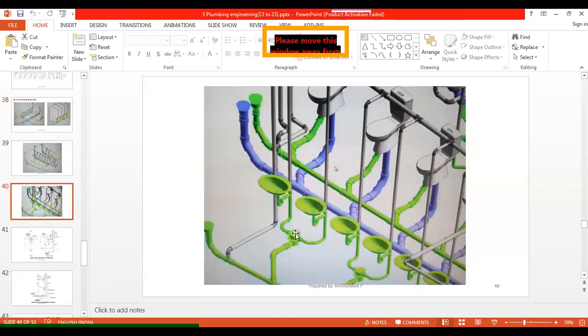If you see here, this is the vent pipe from the header. We took the vent pipe from the header only. This is the wash basin. The bottom waste pipe is connecting into the floor trap or floor drain. The top pipe is connecting into the vent system. We take the vent pipe header like this.